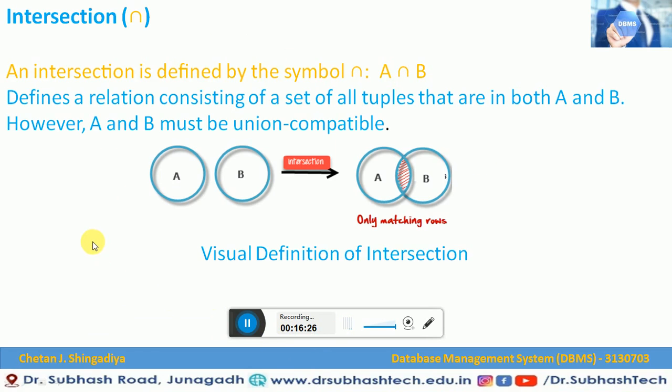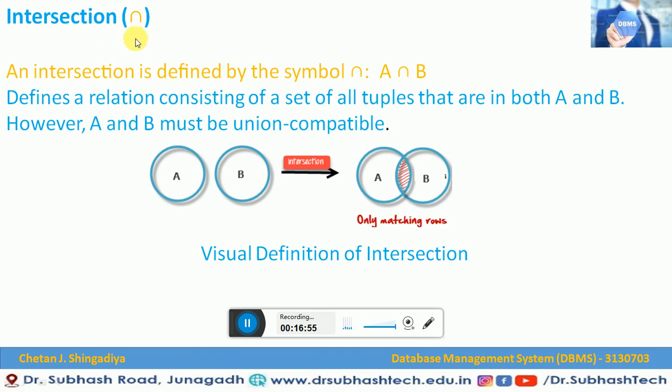Now let us understand what the intersection operation is. The intersection operation is denoted by this symbol, A intersection B. This is how we can write it mathematically. It defines a relation consisting of the set of all tuples that are in both table A and table B. However, A and B must be union compatible.